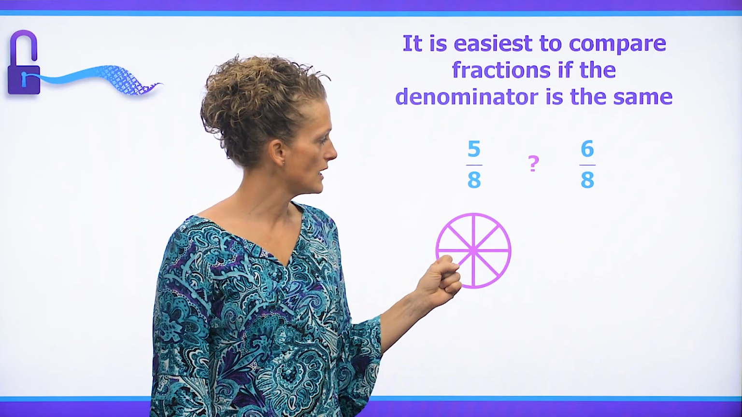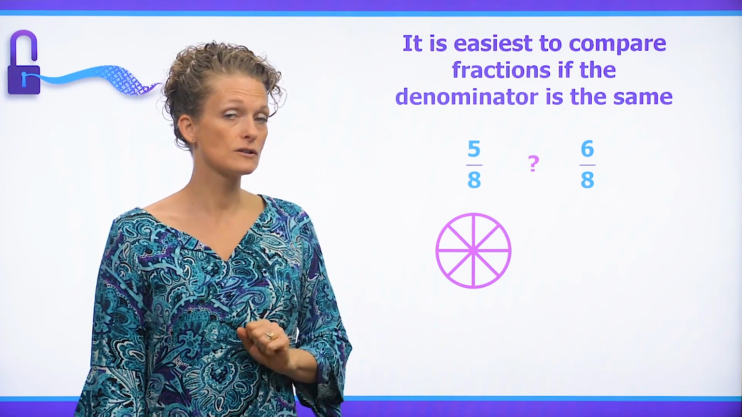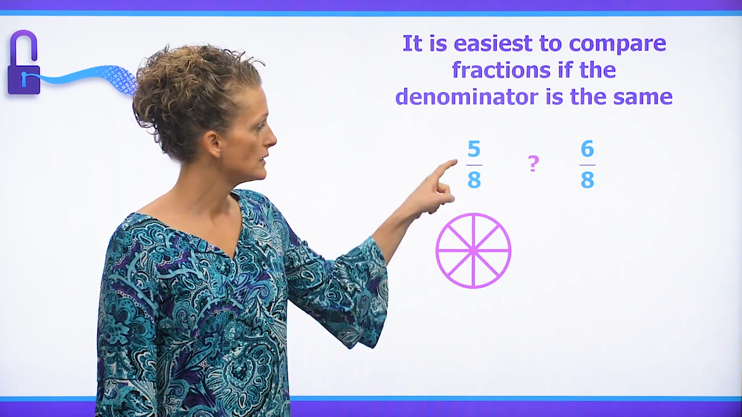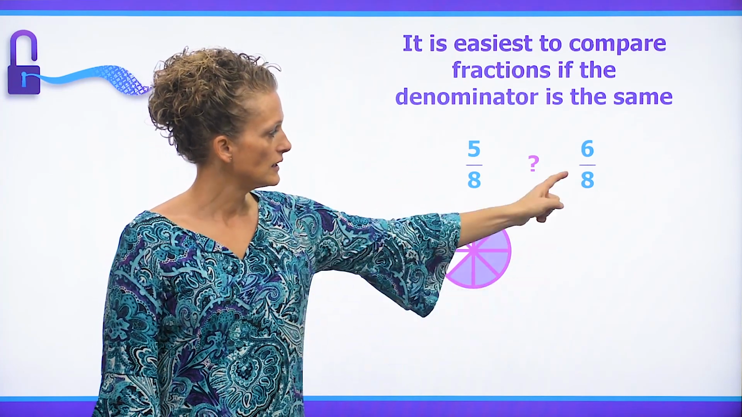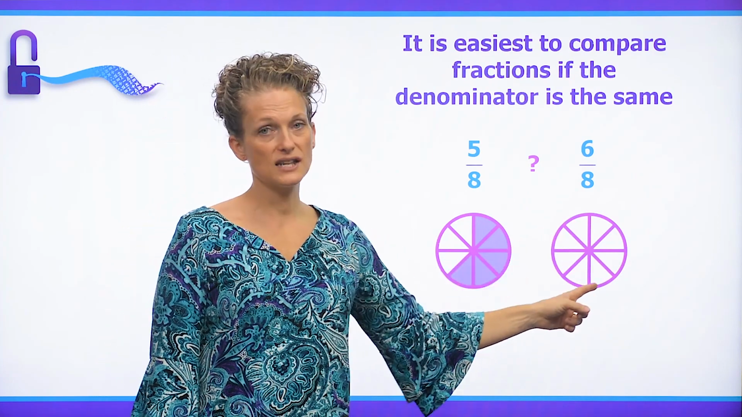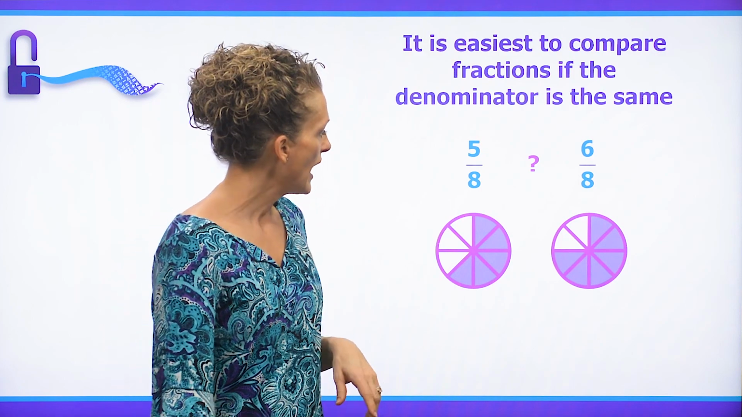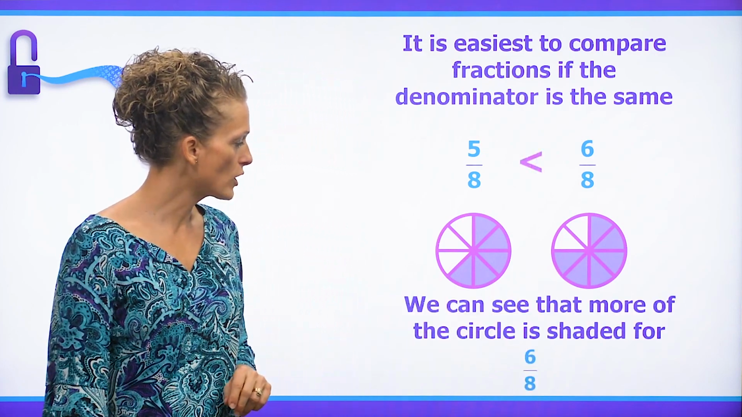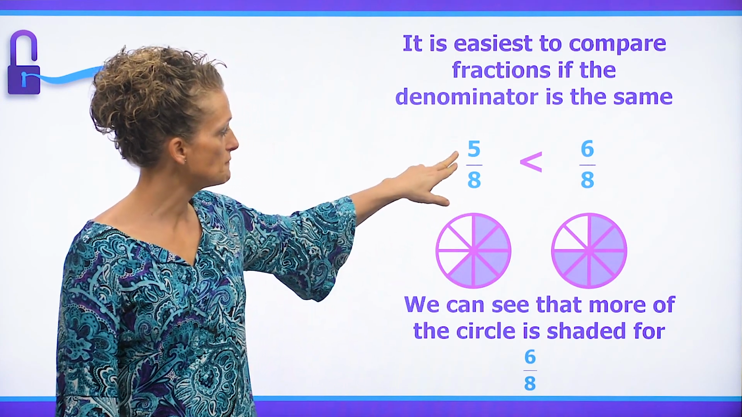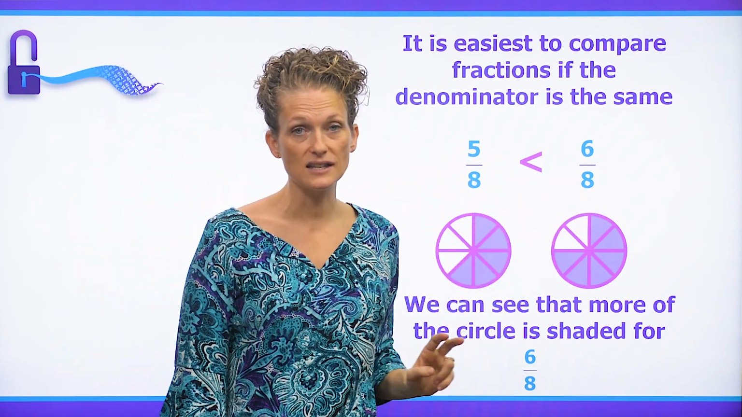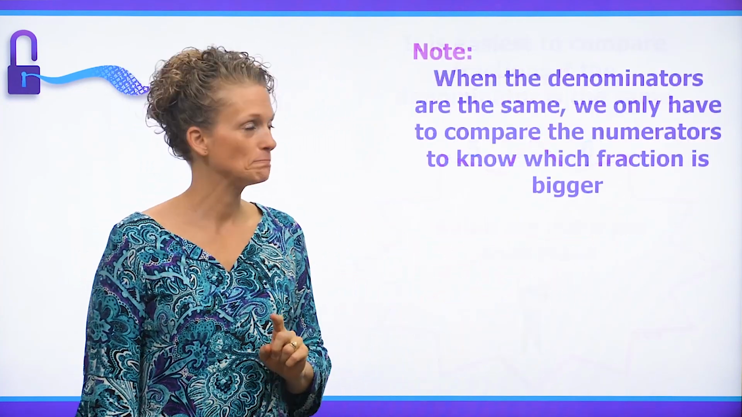So we're going to look at this visually first. We take this circle and divide it into 8 equal pieces, and this numerator tells us that we need to shade 5 pieces. And this one here is the same. We're going to take this circle, divide it into 8 equal pieces, and we're going to shade 6 of them. And we can see that more of the circle is shaded for 6/8, which means that 5/8 is less than 6/8, which also means that Caleb ate more pie than Maya.